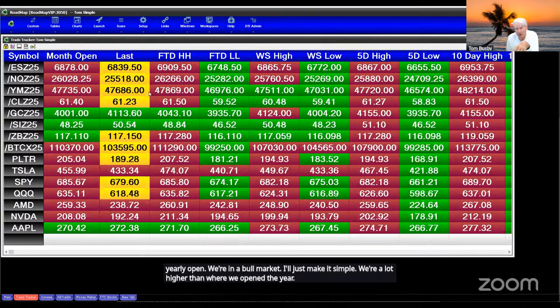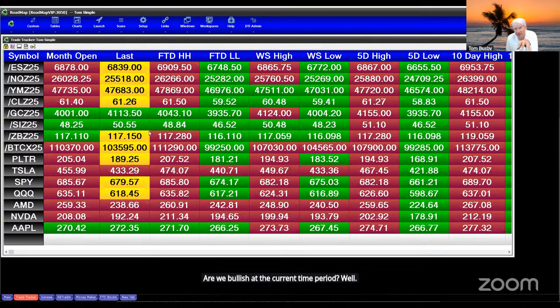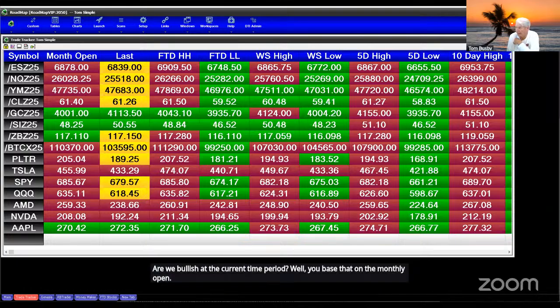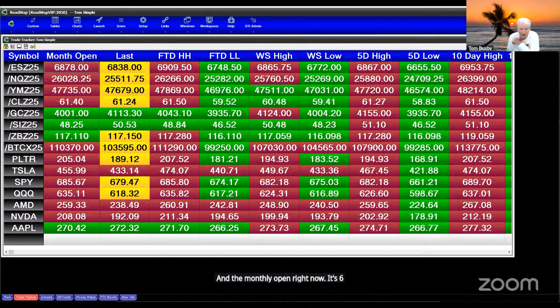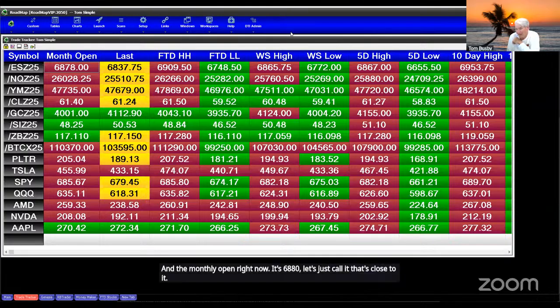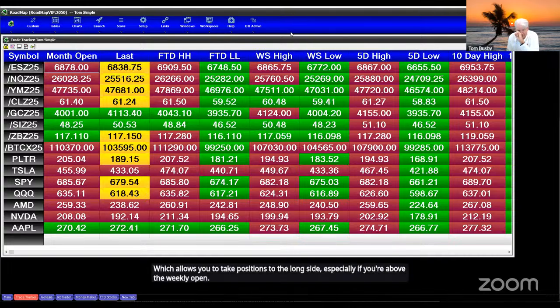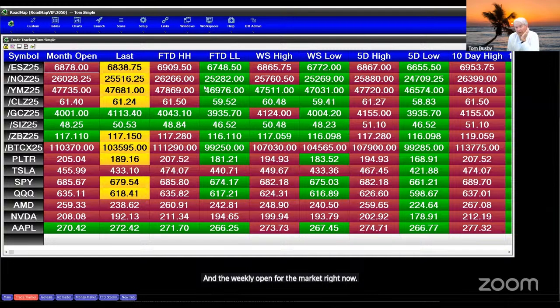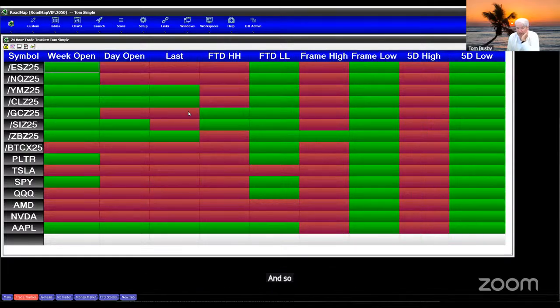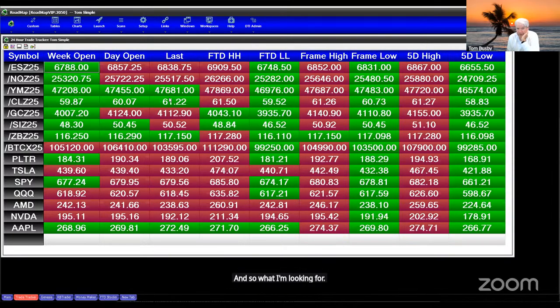Are we bullish at the current time period? Well, you base that on the monthly open. And the monthly open right now is 68.80. Let's just call it that. We're slightly below it. I call it the noise zone, which allows you to take positions to the long side, especially if you're above the weekly open. And the weekly open for the market right now, if you look at where we opened the week, we're up quite a bit on a Monday. And so what I'm looking for, there it is, 67.88.